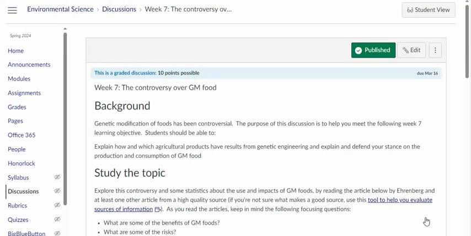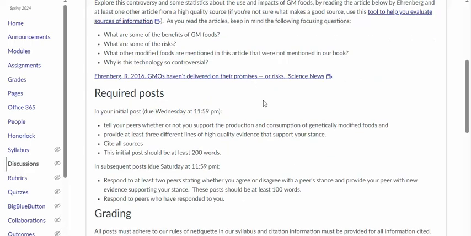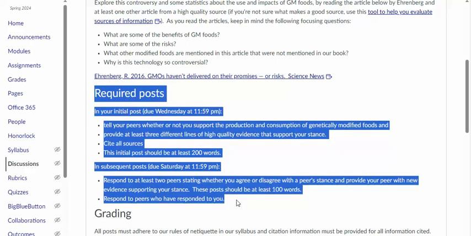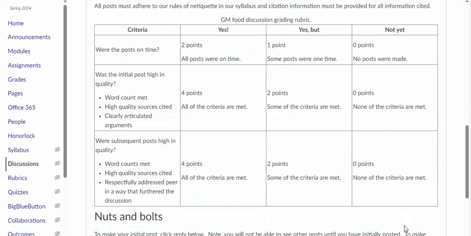We're going to have a class discussion about genetically modified foods. So this is an article that I'd like you to read: "GMOs haven't delivered on their promises or their risks" from Science News. And then this is what I'm looking for in your posts. So whether or not you support the production and consumption of genetically modified foods, 3 different lines of evidence to support your stance, citing all your sources, and your initial post should be 200 words. And then I'm expecting your initial post to be done by Wednesday, and then I'm expecting you to check back into the discussion and respond to your peers by the end of the week. So that's Saturday at the end of the day.